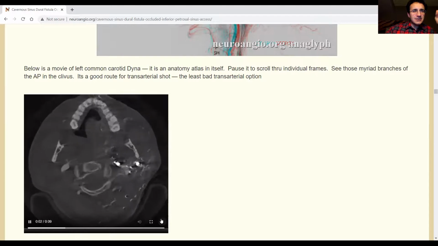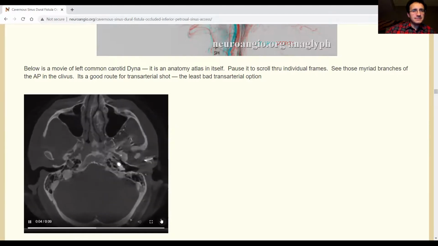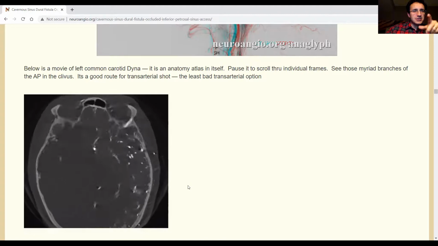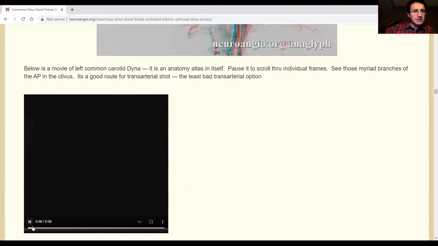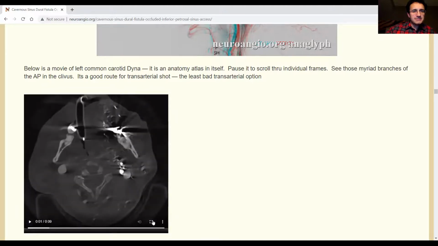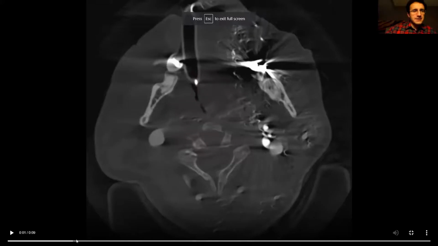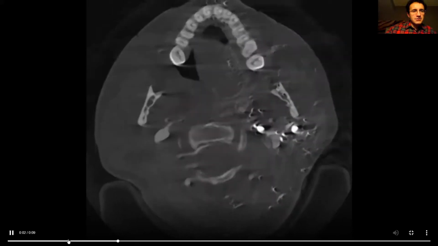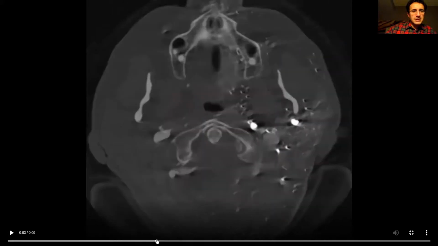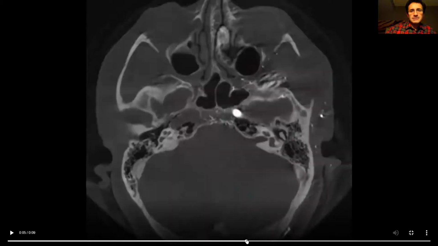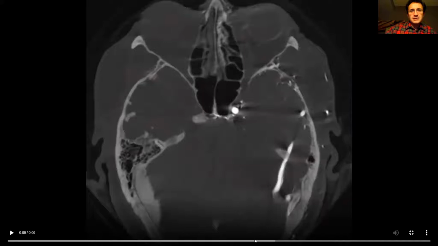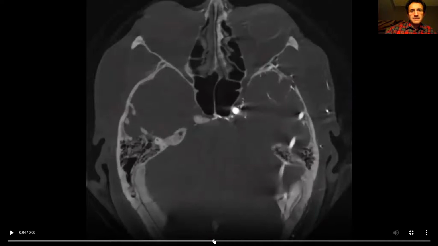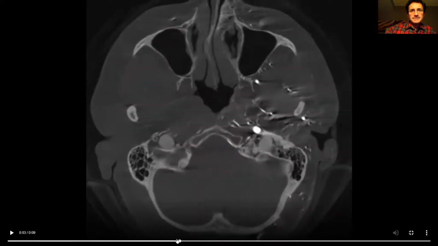So you can do this. Take a look at this. It's a video of a left common injection, the same one that we saw. You can study that. If you're doing this neuroangio, you can pause it, you can make it big, and you can scroll through the individual images like that. And you can see a whole bunch of anatomy. You can see all of these vessels right here. Go back a little bit.